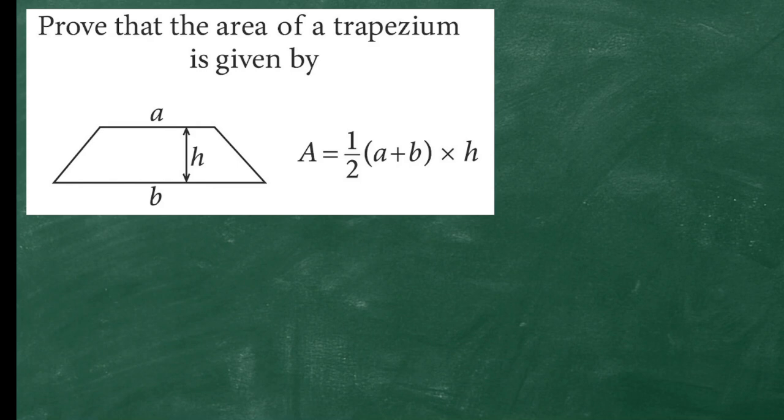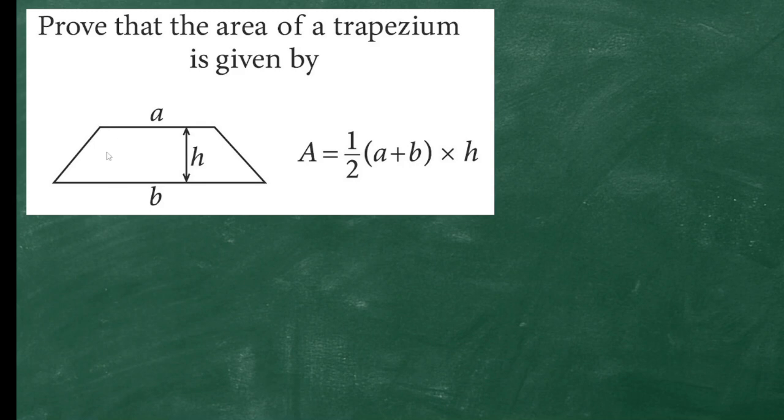We are doing another video today in the series where we discuss proof questions that you normally get in GCSE and IGCSE Maths. This question is to prove that the area of a trapezium is given by half (a + b) times the perpendicular height h. Many students make the mistake of assuming that all trapeziums are symmetrical.